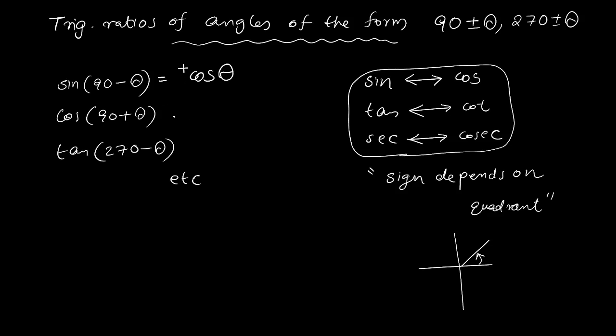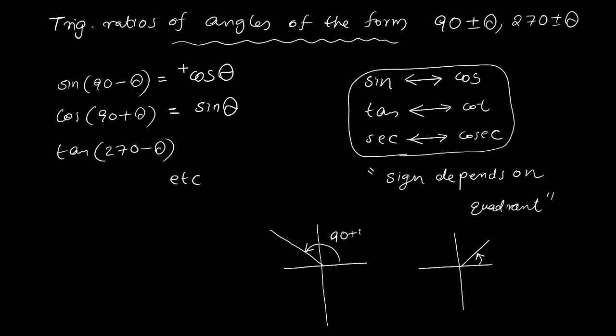Now these are just examples, you need not memorize this. Cos 90 plus theta. For 90 and 270 type of angle, cos becomes sine. So cos 90 plus theta, you can write as sine theta. But don't forget to put the sign there. Is it plus or minus? You have to draw the quadrant. Angle 90 plus theta means above 90, right? 90 plus theta is an angle greater than 90.